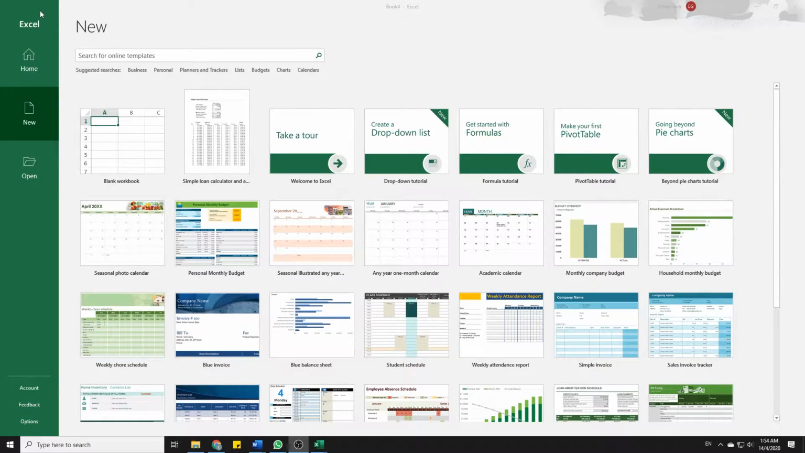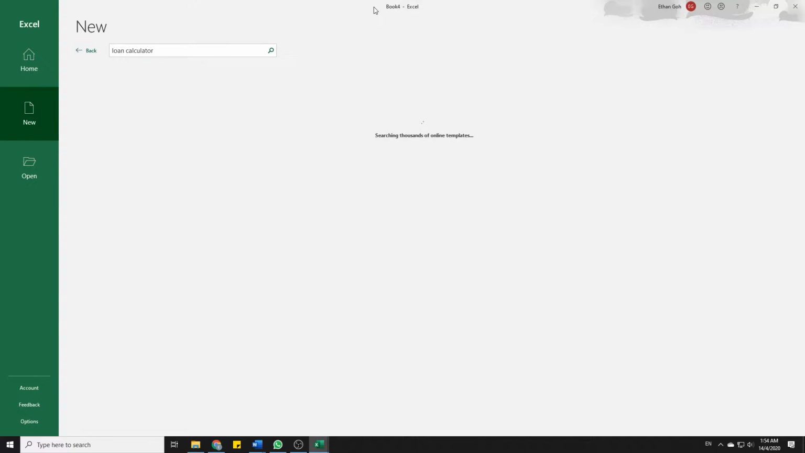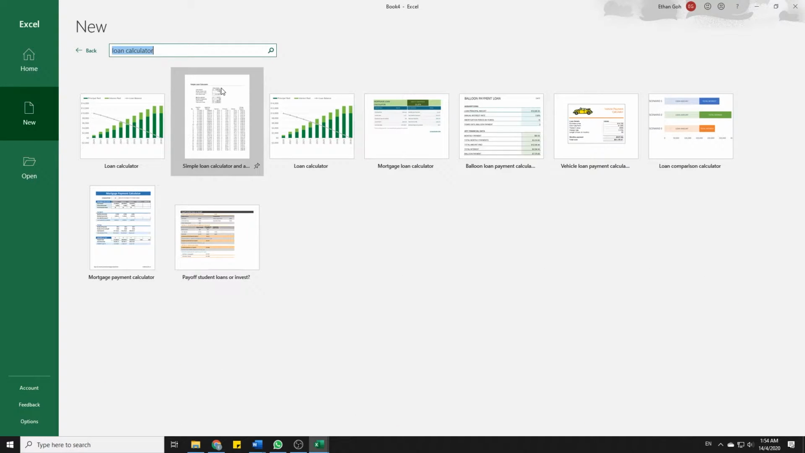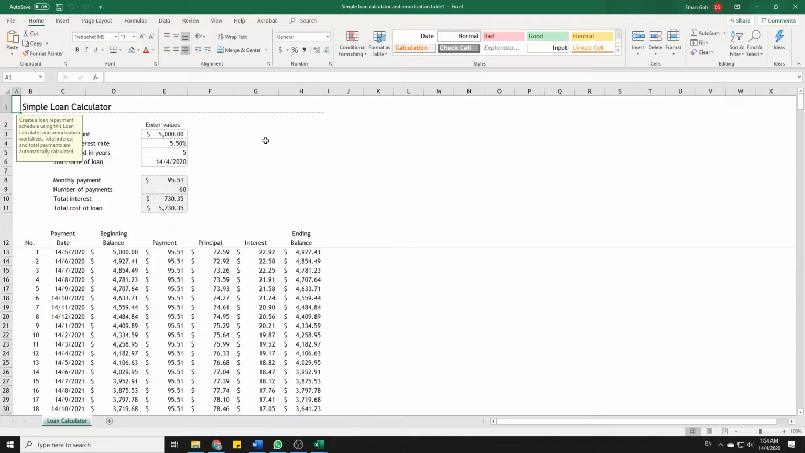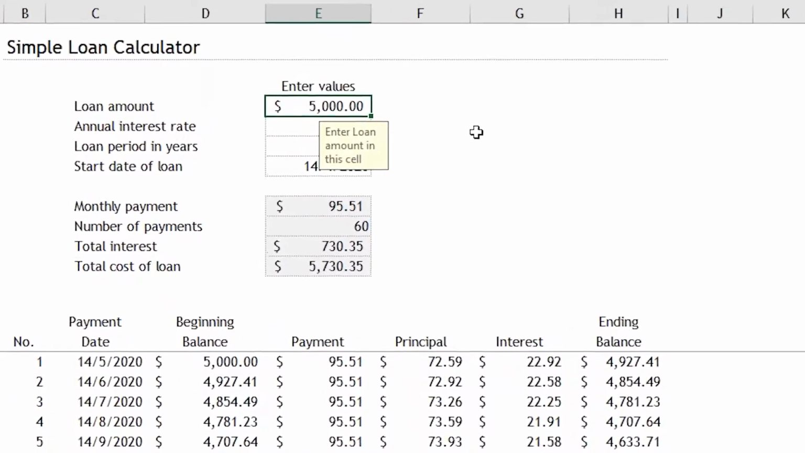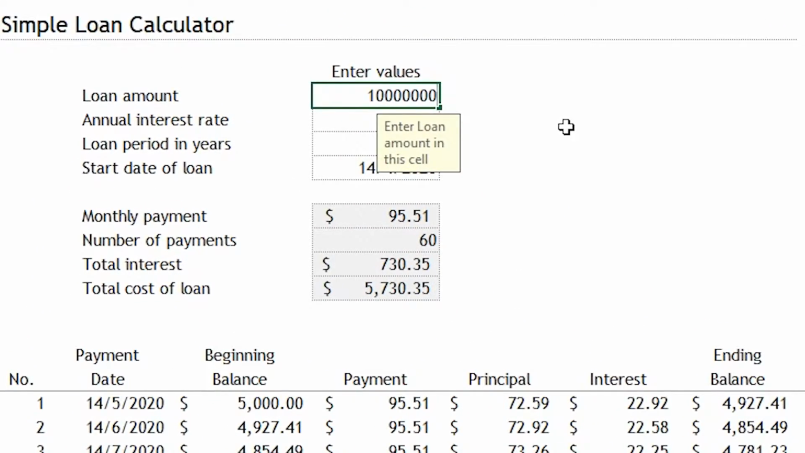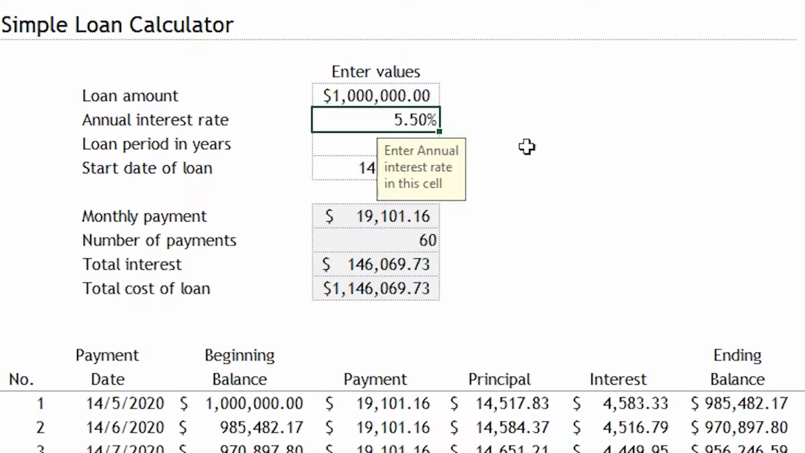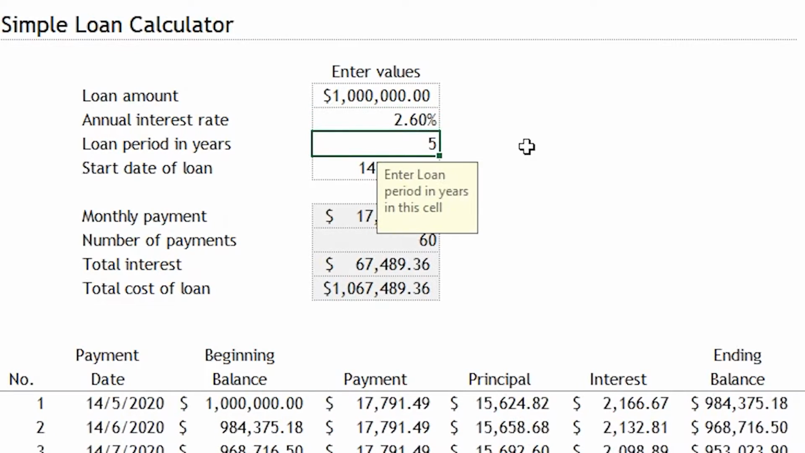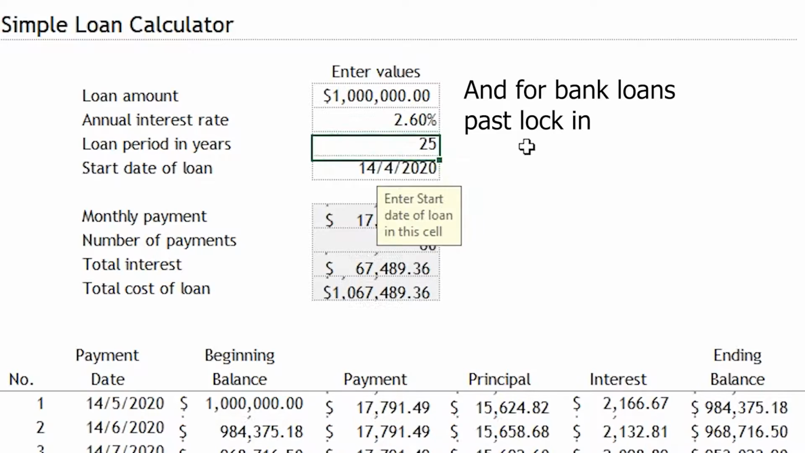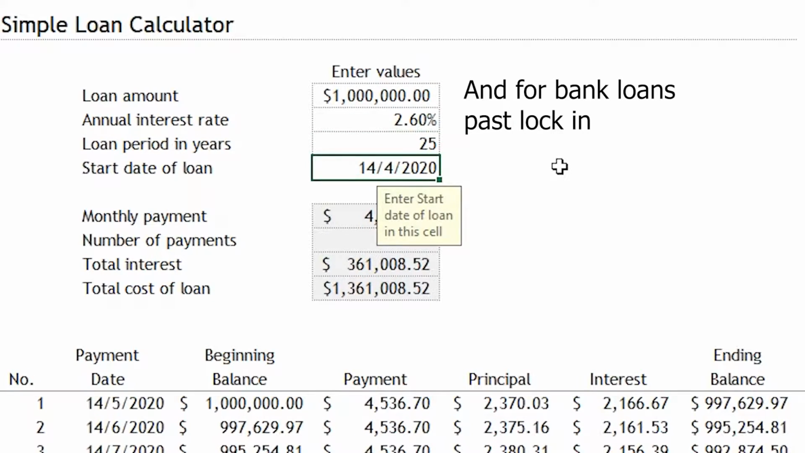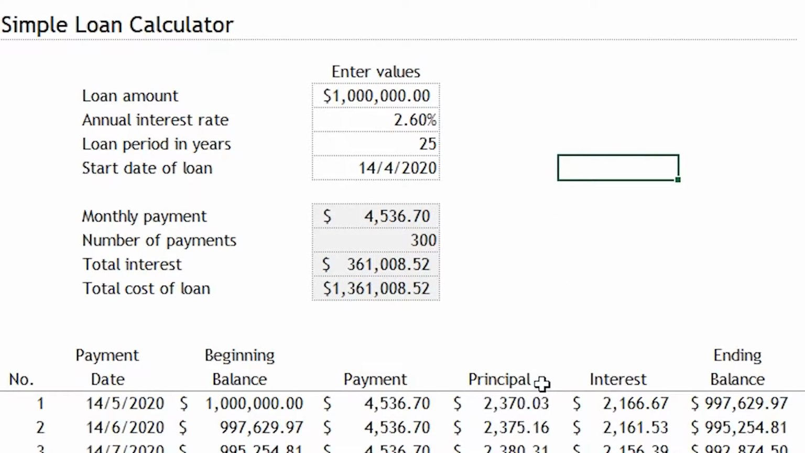So what you want to do, you want to launch Excel, go under New, and then search for loan calculator. Okay, so when you search for loan calculator, you can use any one of these, but I am going to use this. This is something a little bit cleaner. Okay, so for this example, we are going to use $1 million, okay, at 2.6% as the HDB rate is, and at 25 years. Okay, we're going to use this as a rough example.